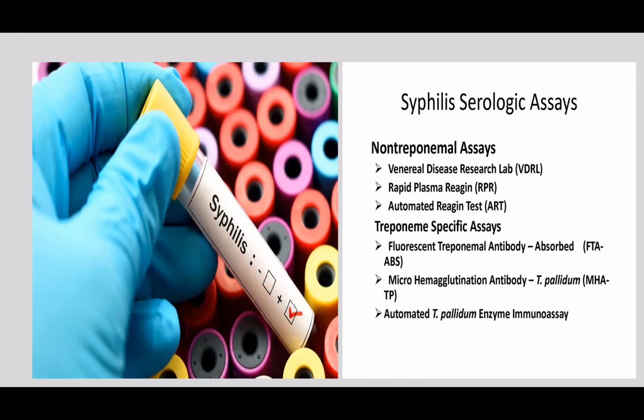For the diagnosis, the syphilis serological assays includes two types of assays: non-treponemal assays and treponeme-specific assays. First, the non-treponemal assays includes Venereal Disease Research Lab, VDRL, Rapid Plasma Reagin, RPR, Automated Reagin Test, ART. Treponeme-specific assays include fluorescent treponemal antibody absorbed, FTA-ABS, microhemagglutination assay for Treponema pallidum, MHA-TP, and automated Treponema pallidum enzyme immunoassay.